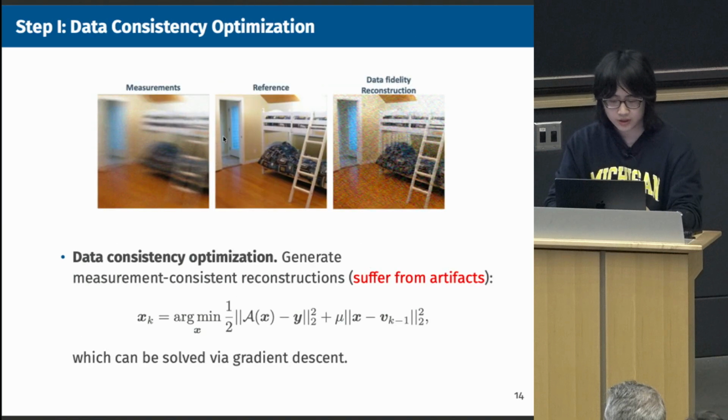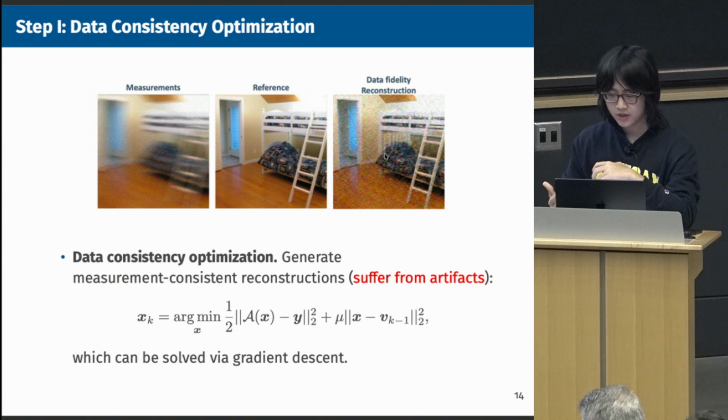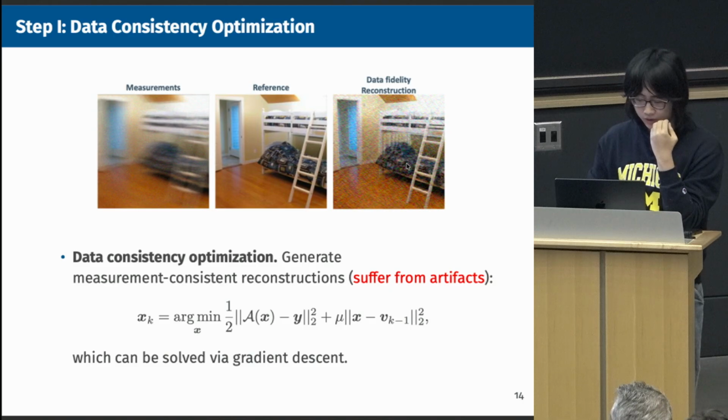So how do we enforce data consistency? It's easy. We just solve this convex problem. Here vk is some initialization you have. Maybe you can just initialize your optimization problem from some measurements, and you just run gradient descent, and you can get some initial reconstruction, xk. As I said before, the problem is ill-posed, so there will be some artifacts in the reconstructed images from this step. You see the quality is not very good. There are some strange artifacts in it.